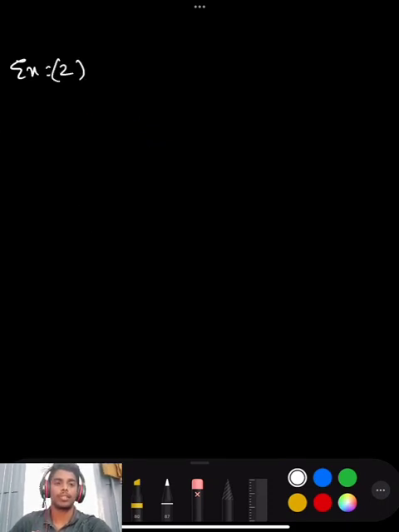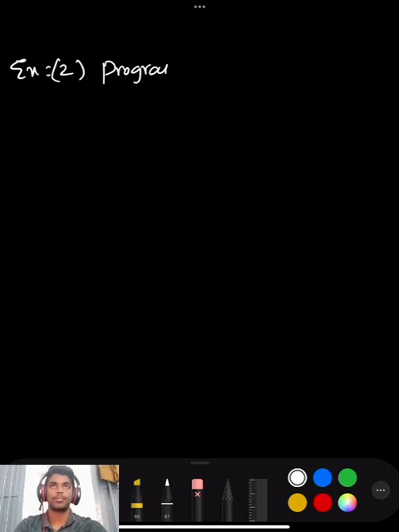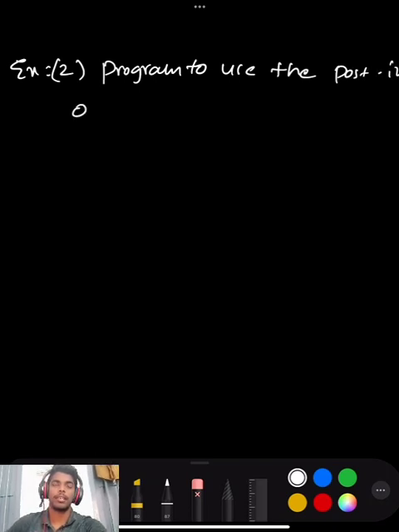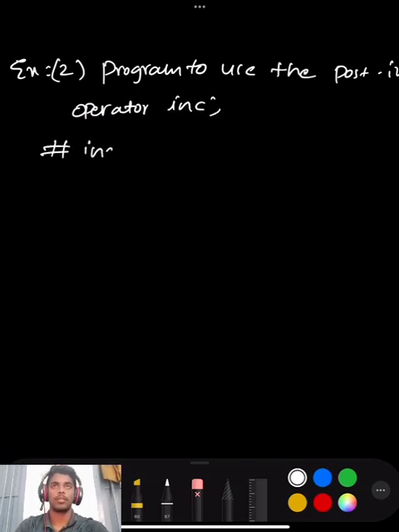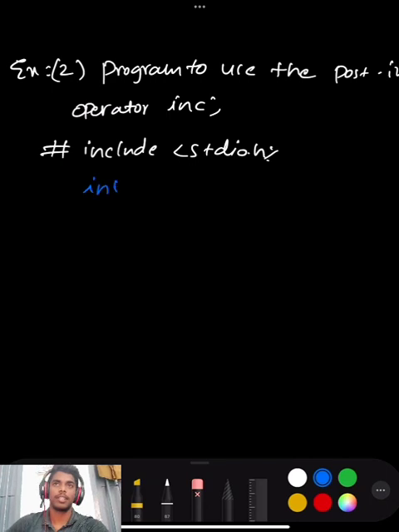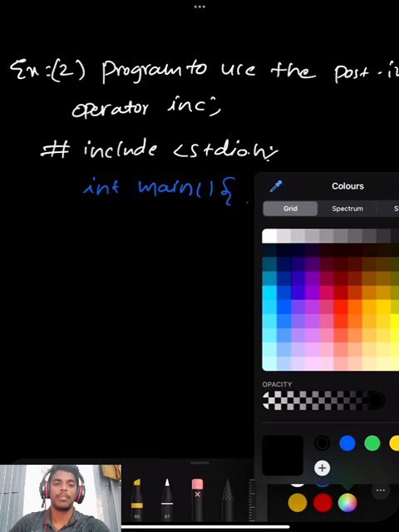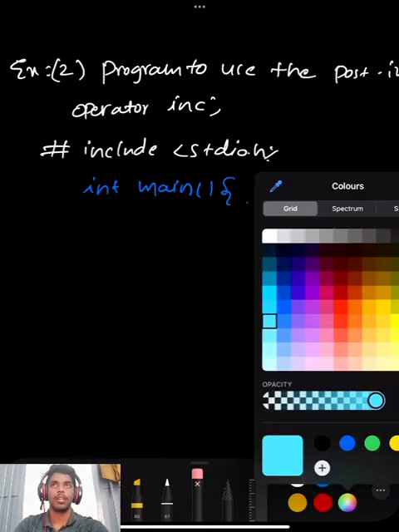Example 2. Program to use the post-increment operator in C. For the preprocessor directive we have to use #include stdio.h. Then we have to use the main function. Now I am going to specify three variables. Okay.